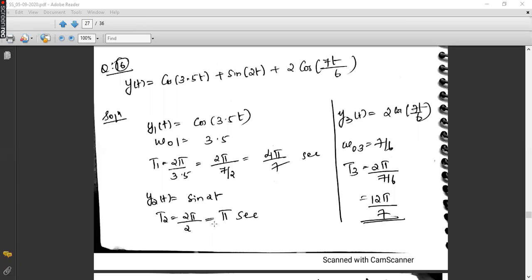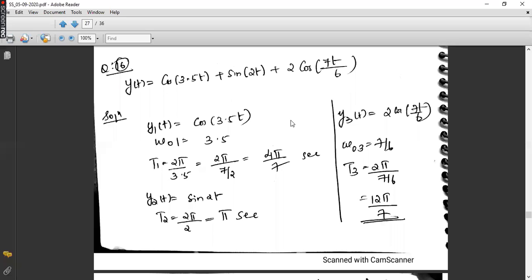Rakesh, number 87. Speak out. What about the third signal y3? What is omega for y3? 7 by 6, sir. Yes, good. So T3 is 2 pi by 7 by 6. So the answer is 12 pi by 7.